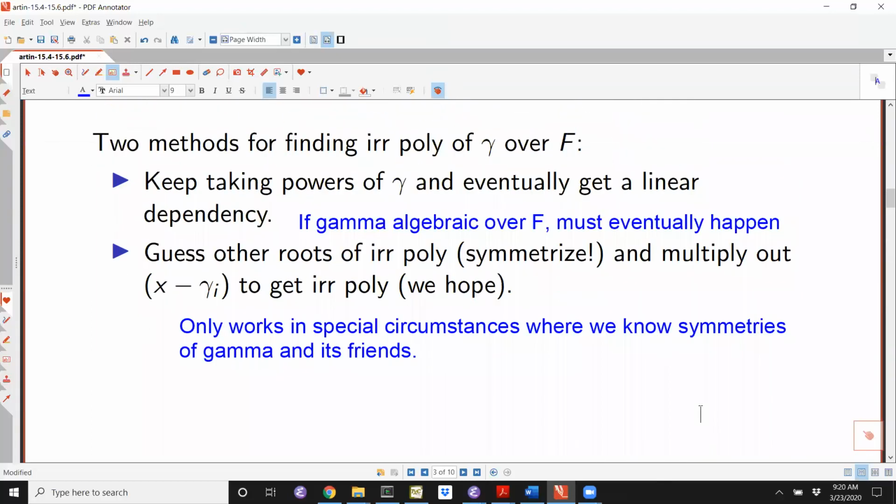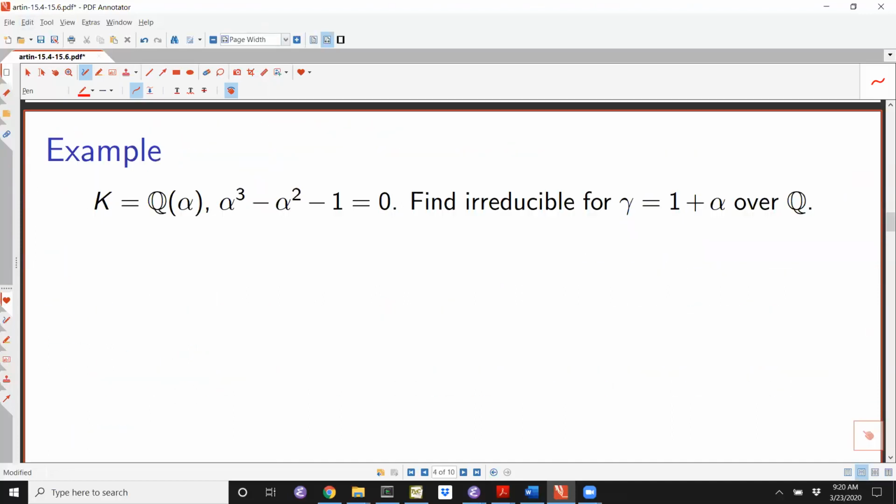All right, so we're going to focus mostly on the main method that we'll look at today, where we take powers of gamma. So let's do an example of that.